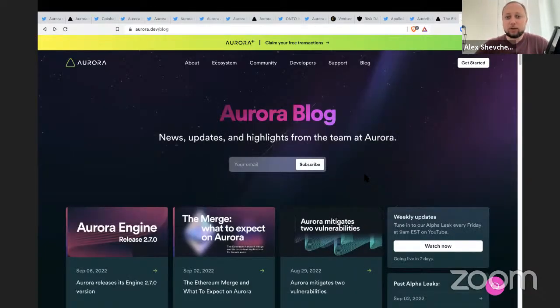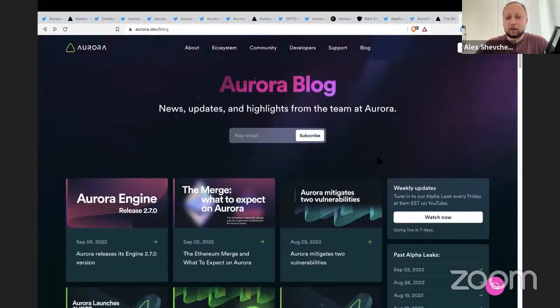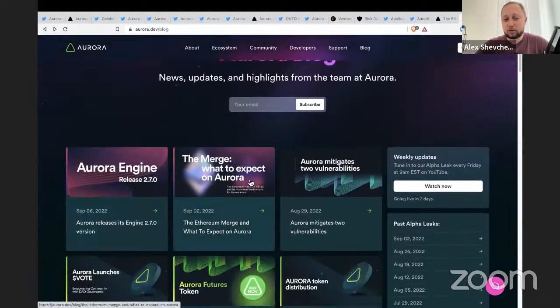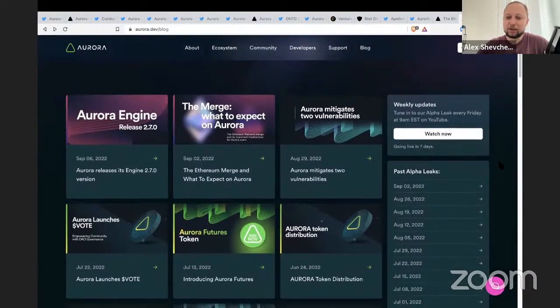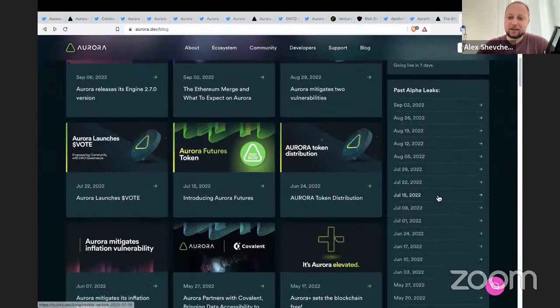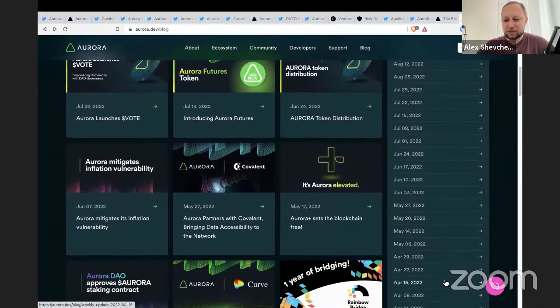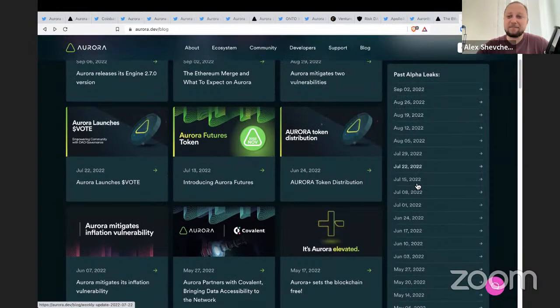And last but not least, I just wanted to say that there are lots of great reads in the Aurora Blog. It is located at aurora.dev/blog. You're able to see lots of information here, especially about the merge and Aurora Engine that I have been noting today. And I would like to give a special credit to Alexis, one of the people working in our marketing department, for composing the weekly updates and these alpha leaks into very handy publications that are available here. As you can see, we're very thorough, and Alexis especially is very thorough in writing all of the updates.